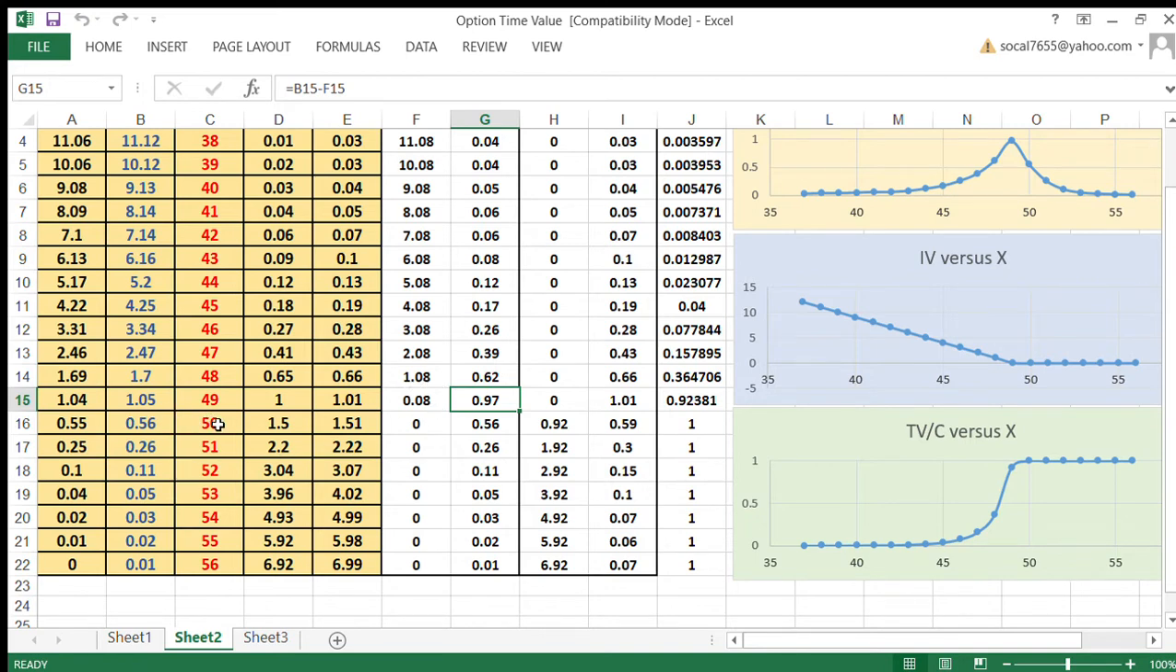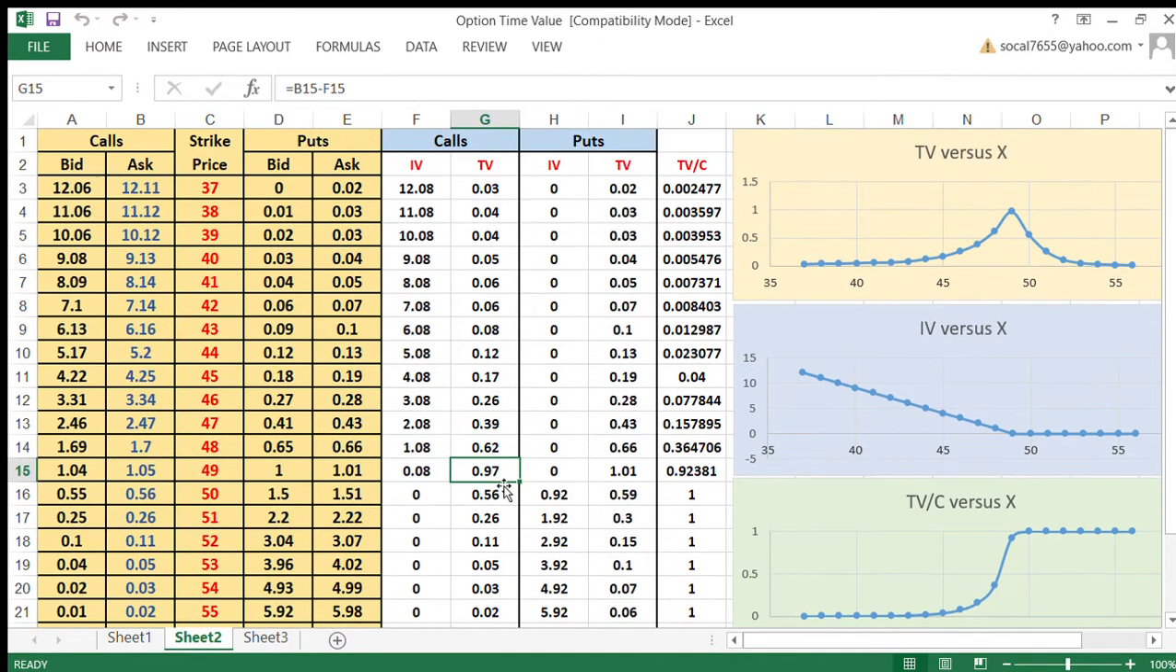At strike prices of 50 or higher, because the stock price is 49.08, there is no intrinsic value. Intrinsic value can't be negative, it's zero. And then we see, because the options become more and more out of the money, their price falls, and 100% of their value is time value. So no intrinsic value: 56, 26, 11, 5, 3, 2, 1.